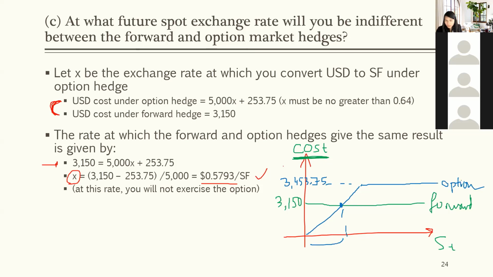Anything lower than that, you will prefer the option hedge because the cost is lower. And anything above that, you would prefer the forward hedge, okay, because it's cheaper. So here you're going to choose option, and here you're going to choose forward, okay. So this goes back to James' question before about why people don't always choose forward, why people don't always choose option hedge. This is exactly it, right? That's because sometimes the option hedge is more expensive than forward.